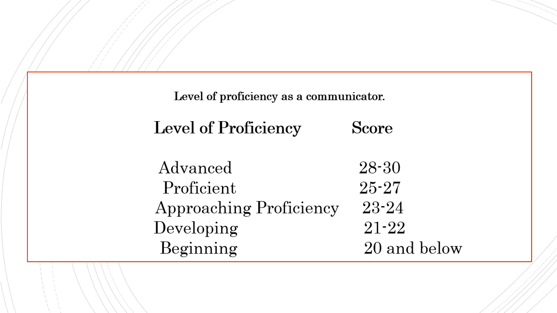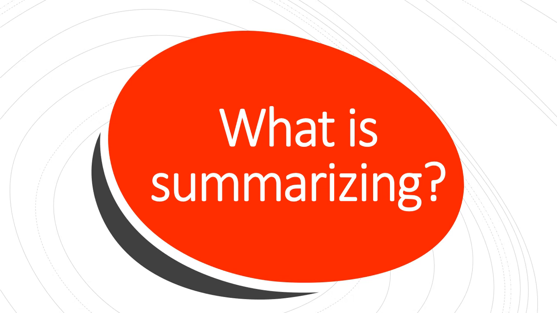And lastly, if your score is 20 and below, therefore you are just beginning to be proficient in communication, specifically in summarizing. But don't worry, if ever your score falls under developing and beginning, this lesson is for you. Because today, as I've said, we talk about summarizing. So my question, guys, is what is summarizing for you?